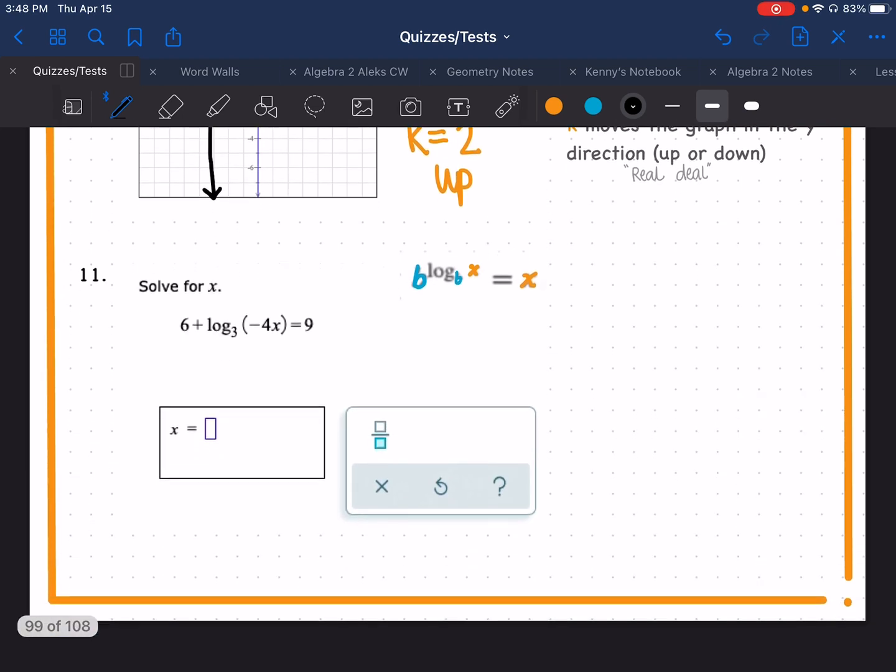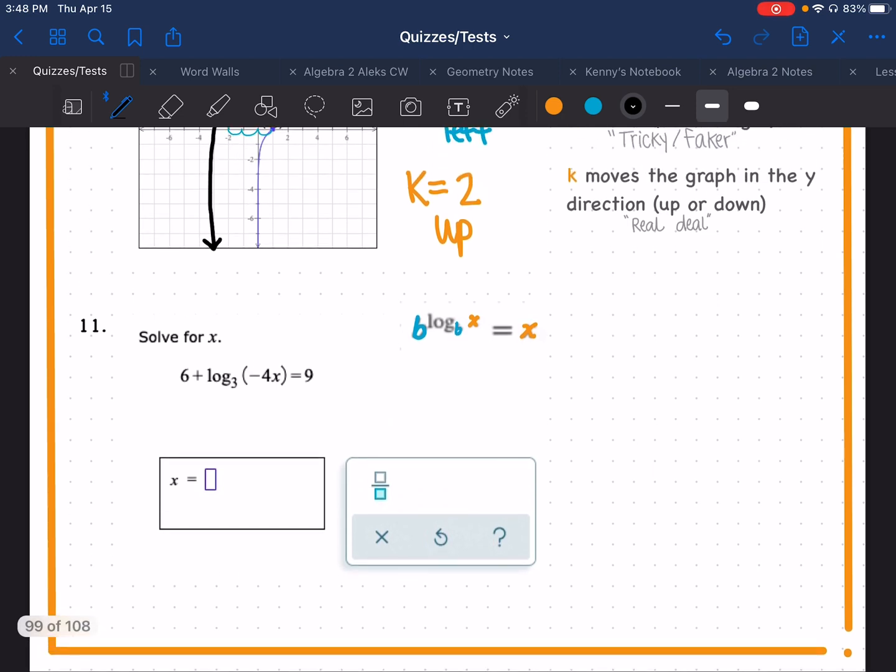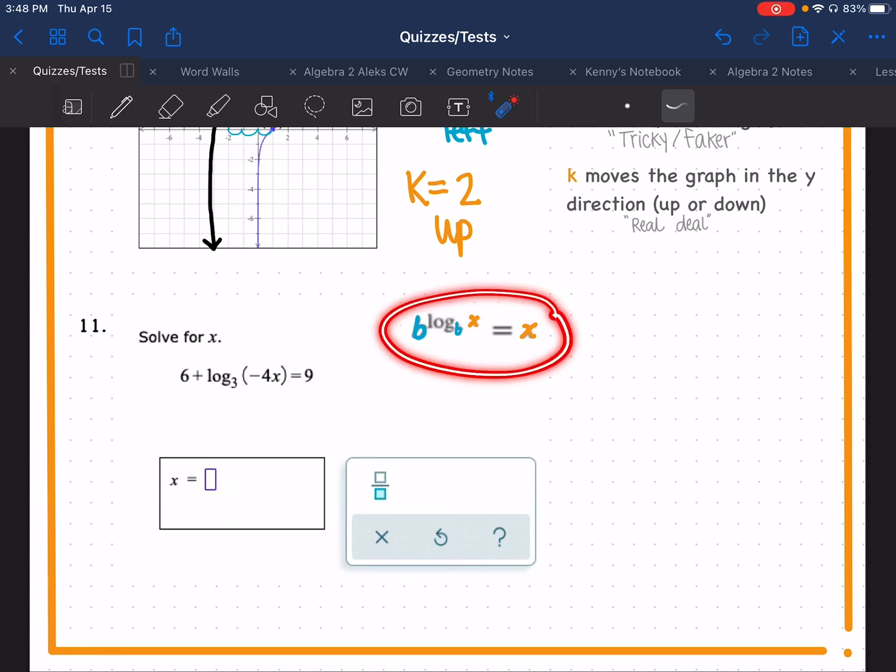Okay, question number 11. I know we're skipping a lot, but there's some graphing in there, guys. So I really didn't think I needed to go over that in the review. But question number 11 is the one where we have to solve the logs. This is from the last lesson. Remember, we're going to use this to help us solve the log for the log. But the first thing I need to do is make sure that the log is alone. That means this plus 6 that's hanging out in front, it needs to get moved to the other side.